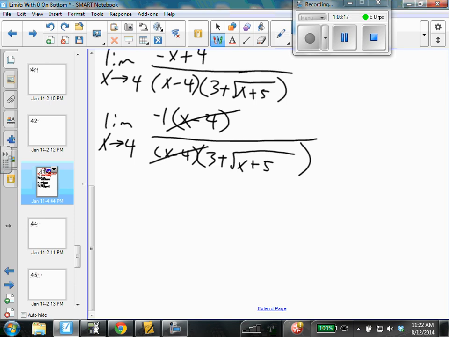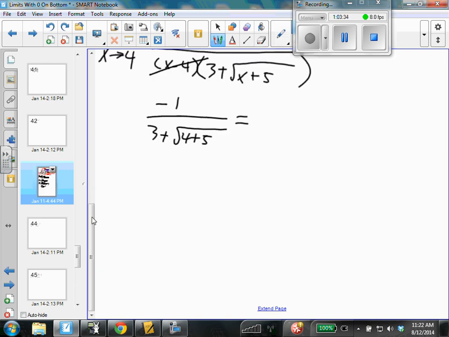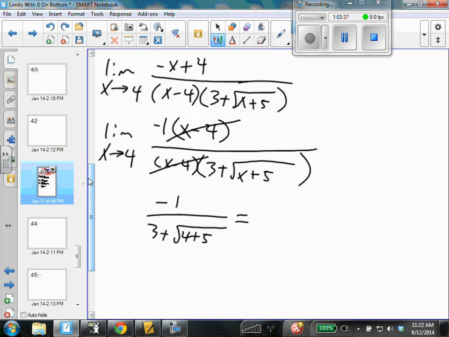Now we're at a place where we want to attempt again because we just canceled something. So negative 1 over, and then on bottom we have 3 plus the square root of 4 plus 5. So that's negative 1 over 3 plus the square root of 9. So that's negative 1 over 3 plus 3, negative 1 6th.